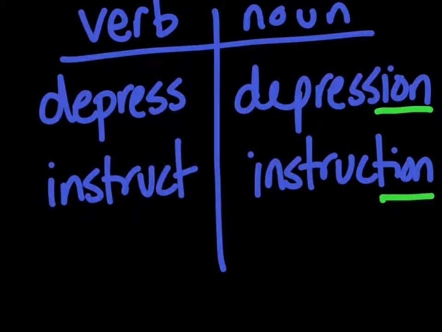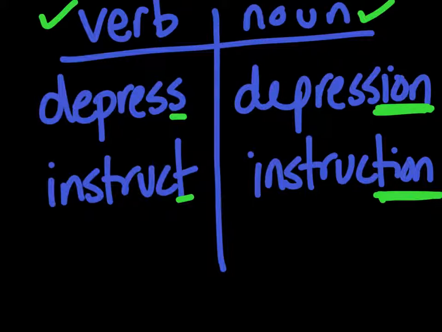Now, remember that rule about drop the E and add ED? It's kind of weird because even though the ending is SION and TION, you are dropping the S and the T in the root word to add this ending to the word. The endings SION and TION do this to the word. It takes the verb and changes it into a noun.